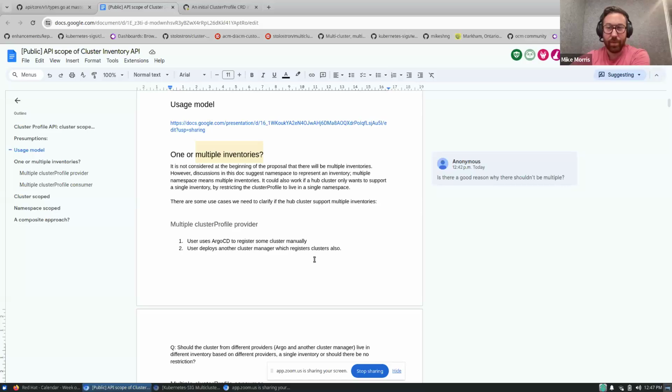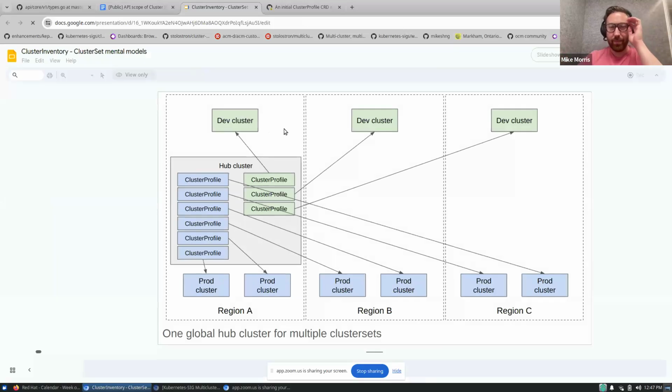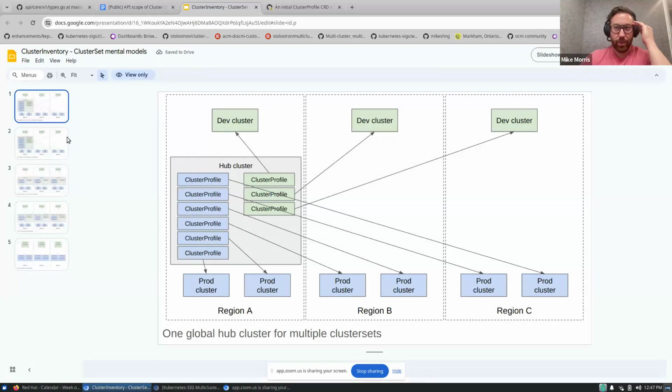And if you have namespace scoped, like a set of cluster profiles in one namespace is one cluster set, that's a totally reasonable thing. You can have a single cluster profile in its own namespace, as many namespaces as you want. If you have things that should not have any sameness relationship to each other, a namespace model does support that.